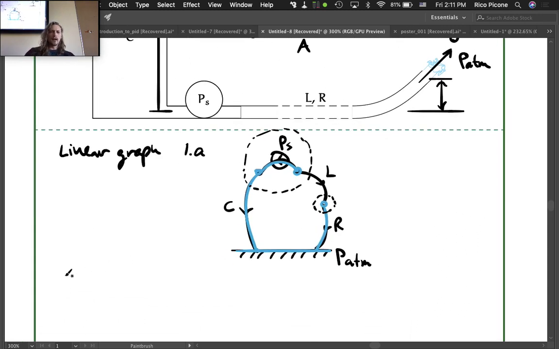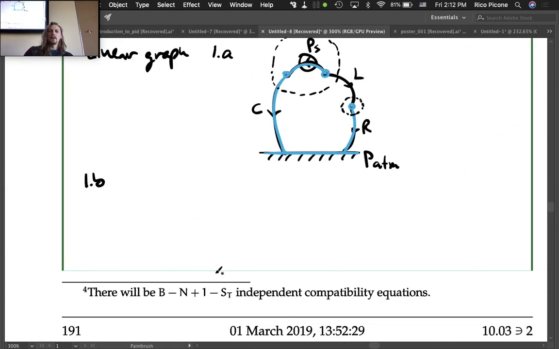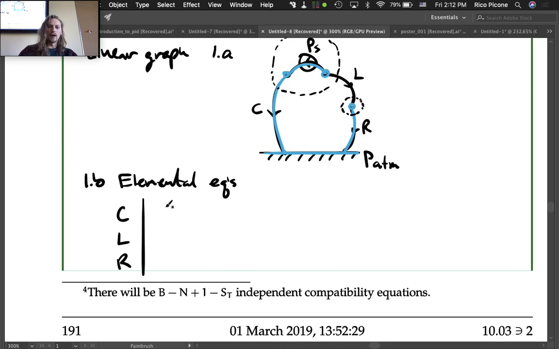So let's do 1B, which I'm going by this list here. We drew the normal tree. We're now going to write a Laplace domain elemental equation for each passive element. So we have C, L, and R. The across variable PC is going to be equal to QC, the through variable, times the impedance ZC.